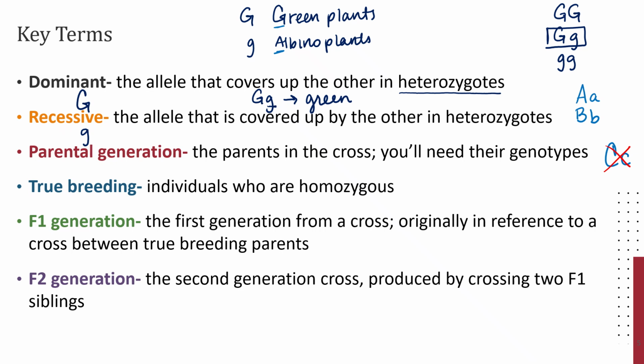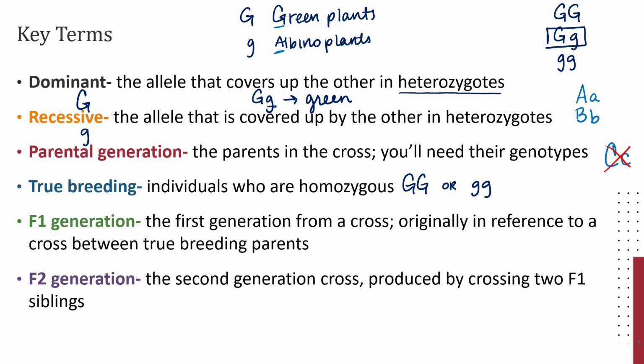All right, a couple other things because they're going to come up in the lab at some point. True breeding means individuals who are homozygous. So if we say true breeding parents, they were the homozygous parents. The F1 generation is the first generation of a cross. So if we cross individuals who are big G, little g, their offspring are going to be the first generation. This was originally in reference to true breeding parents in Mendel's experiments, but it's not necessarily limited to that now. It could be any parental cross and the first generation.